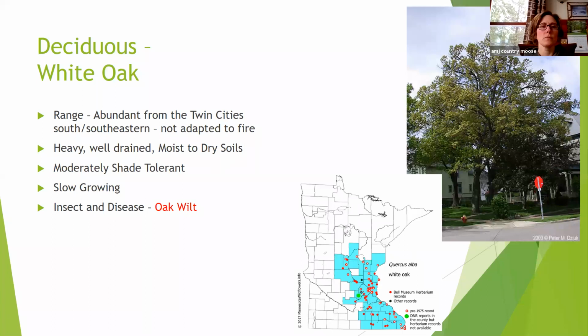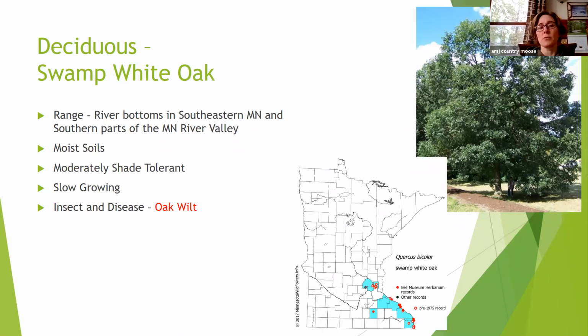Swamp white oak is primarily in the river bottoms of southeastern Minnesota and the southern parts of the Minnesota River Valley. They prefer those moister soils. They're moderately shade tolerant. They also grow slowly and are susceptible to oak wilt.